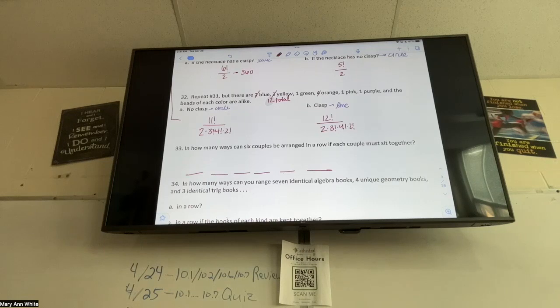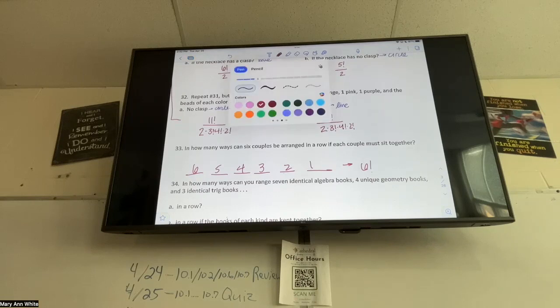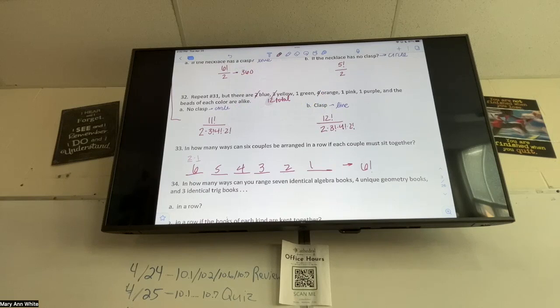How many couple choices do we have for the first spot? 6. What about for the second spot? 5. Good, and that's the same thing as what? 6 factorial. All right, that being said, within the couple there are some options, right? One person can sit on the left and one person can sit on the right. So within that couple, I have 2 choices for the first spot and then 1 choice for the second spot. Same thing for each couple. All of these, it's going to be 2, 1, 2, 1, 2, 1.